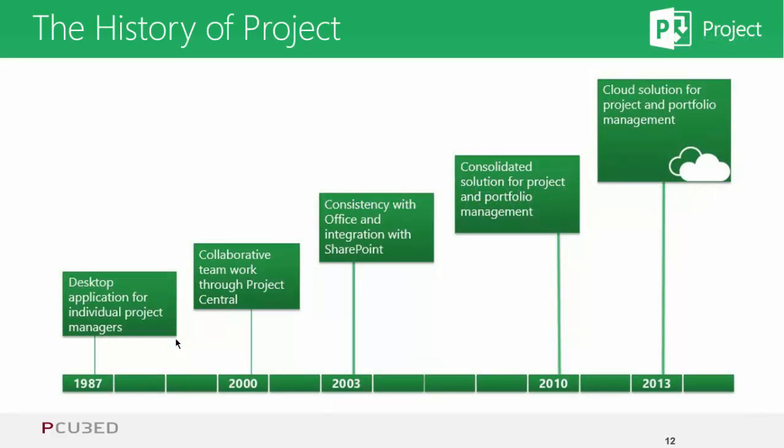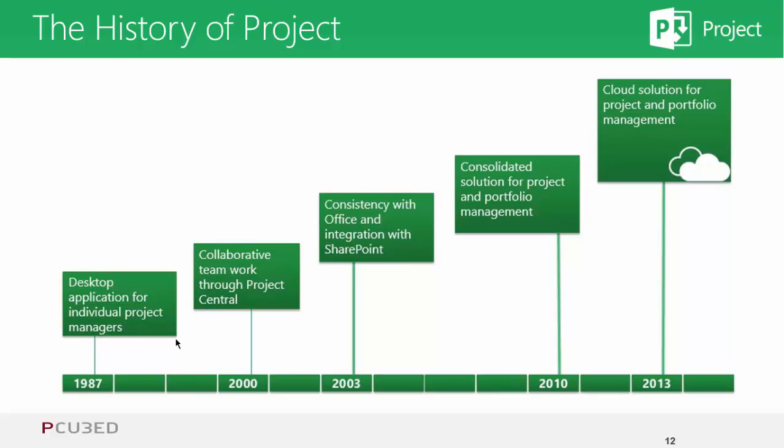So let's look at the history of Project first. There have been some changes since the 2010 version. Many people may not know this, but Project was one of the first applications Microsoft released at a desktop level. It was actually released in 1987, specifically to do project scheduling and creating Gantt charts. There was no resource management or enterprise reporting. It was really just about planning and scheduling your individual project-based work.